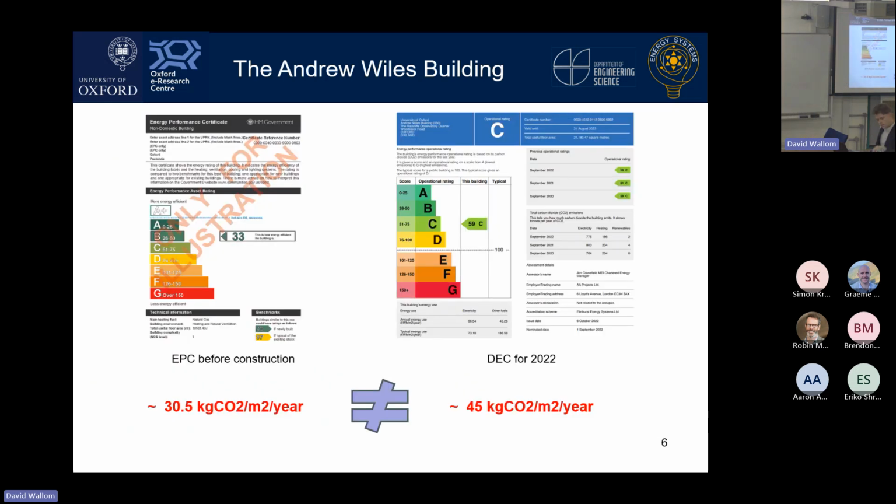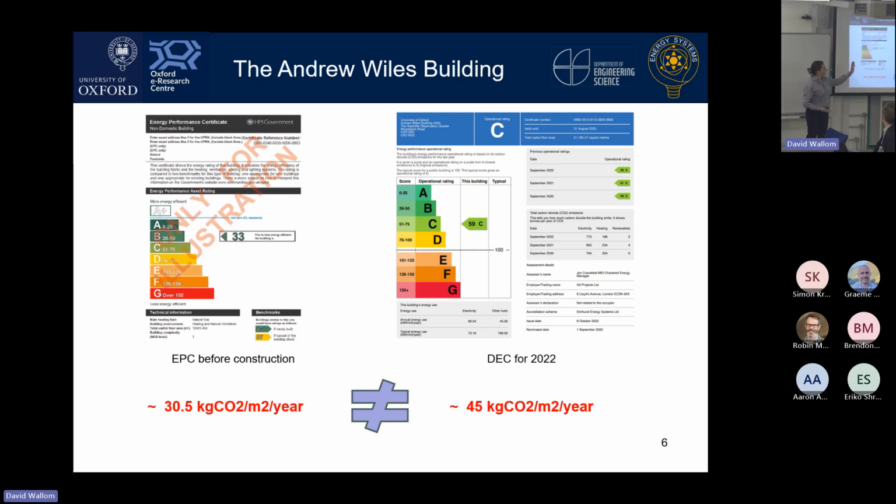Why did I choose this building as a case study? Well, I was able to retrieve the energy performance certificate of the building before it was constructed and the energy certificate of the building from last year. From the certificate that was done before it was constructed, you can see, so basically this is energy consumption estimate that was done before the building was built, and with a quick back of the envelope calculation, this score corresponds to roughly 30.5 kilograms of CO2 per meter squared per year of emissions solely associated to the energy consumption of the building.